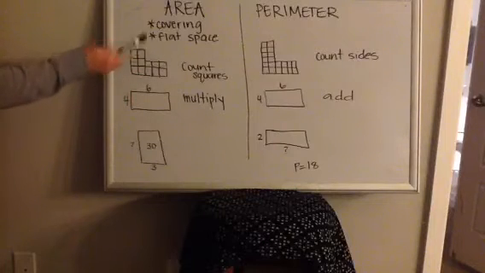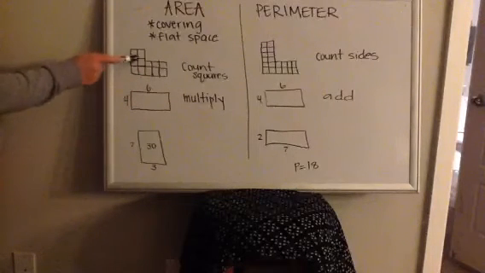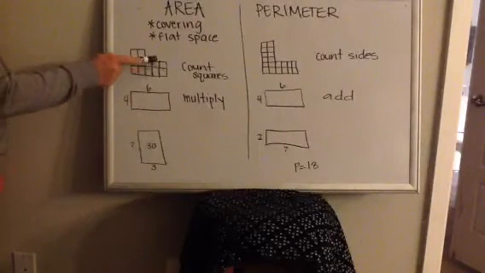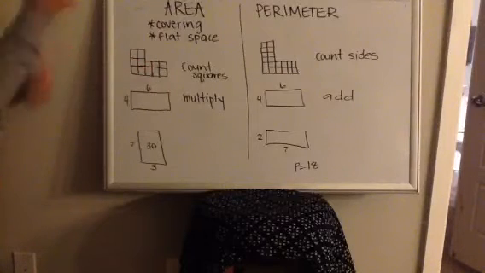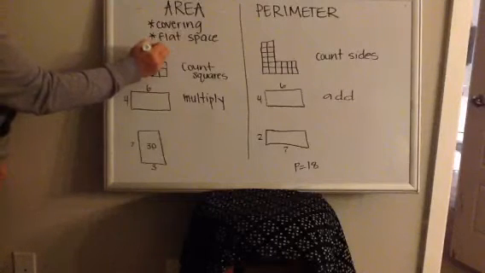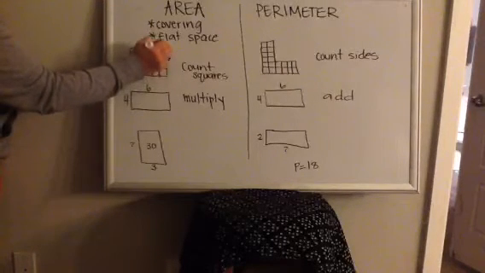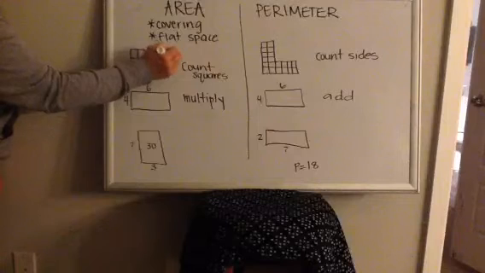So the area of this, I can just count the squares. 1, 2, 3, 4, 5, 6, 7, 8, 9, 10, 11, 12. So this has an area of 12 square units, okay?